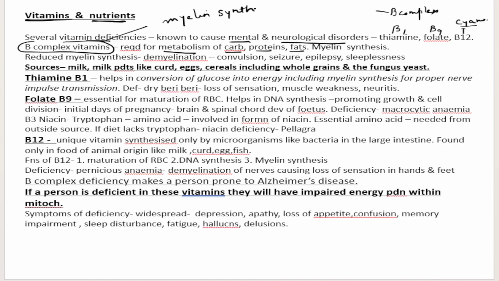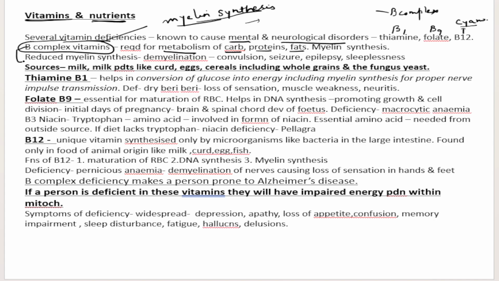We know that myelin is the protective covering for the neurons, on the axon of the neurons, and they protect the neurons. They prevent the loss of message, they promote nerve impulse transmission. So B complex vitamins are required for myelin synthesis.